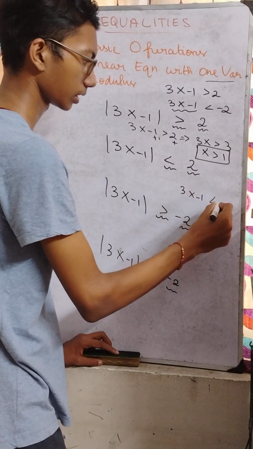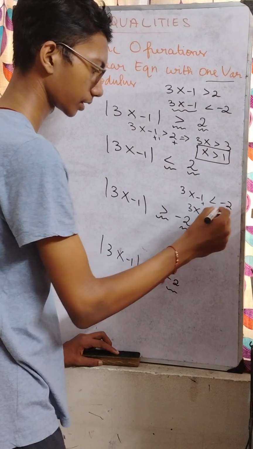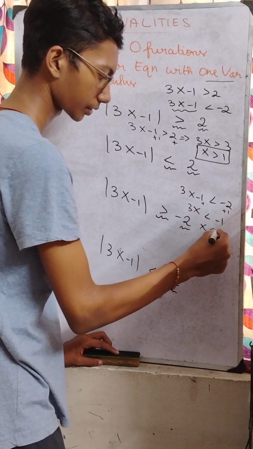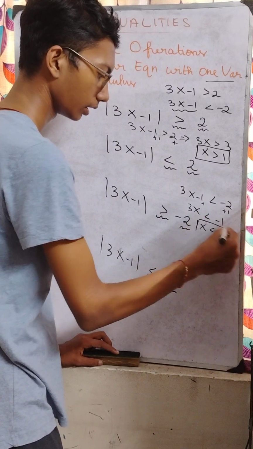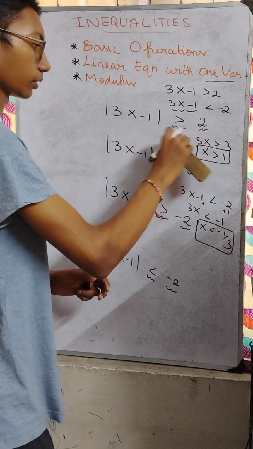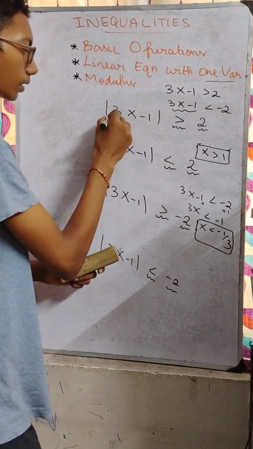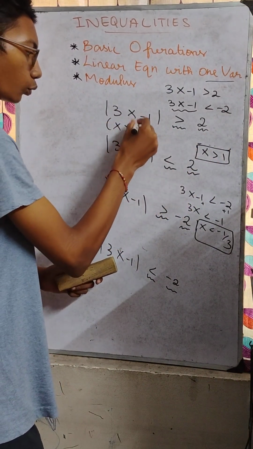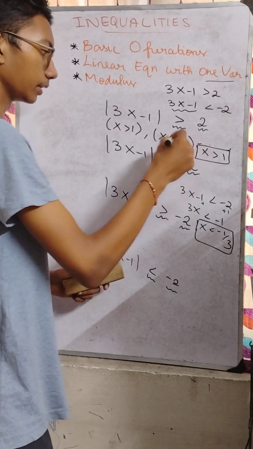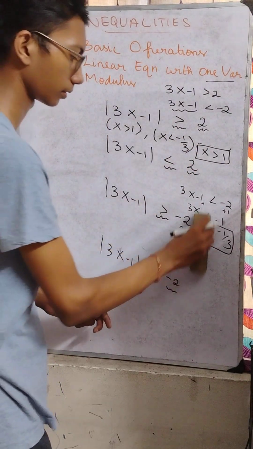Now we will solve this. 3x minus 1 is less than minus 2. Adding 1 on both sides, 3x is less than minus 1. So x is less than minus 1 by 3. This is another equation. So for this equation, we have 2 solutions: x is greater than 1 and x is less than minus 1 by 3. So these 2 solutions are the answers for this.